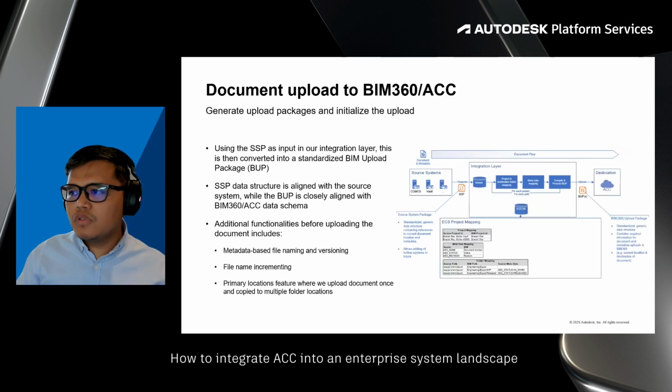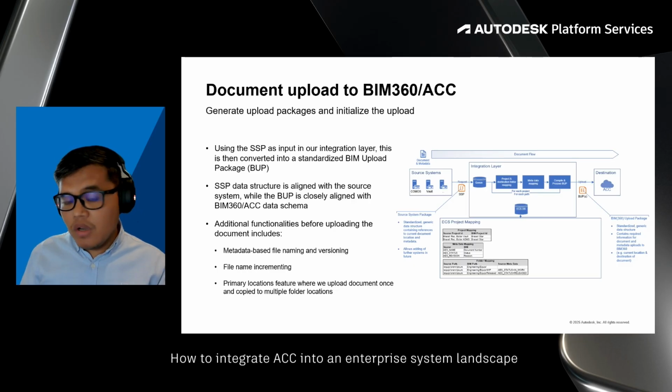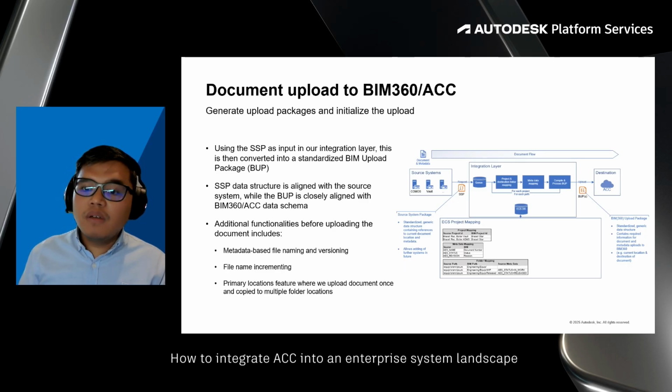The document upload to BIM 360 or ACC. At this point, the document submitted from the source system is now prepared and ready. We have queued them with an identifier. We know where it will land in ACC using the mapping logic. And now it is time to upload it to ACC. In actual technical terms, this is the time we call the ACC API.